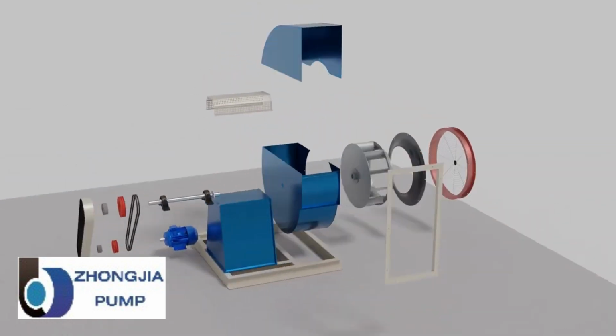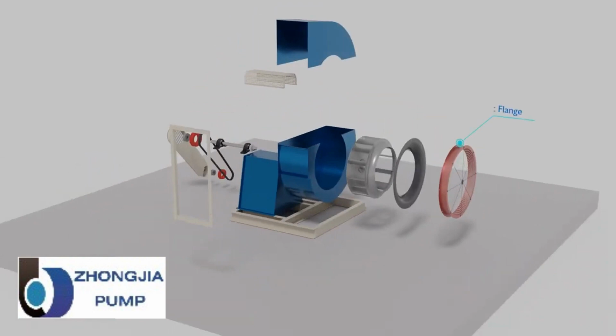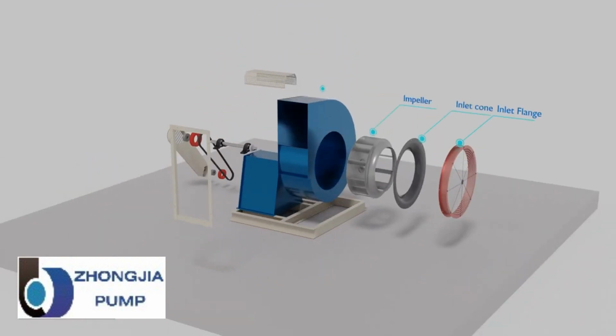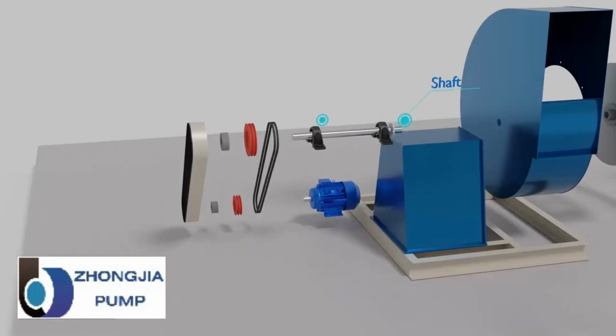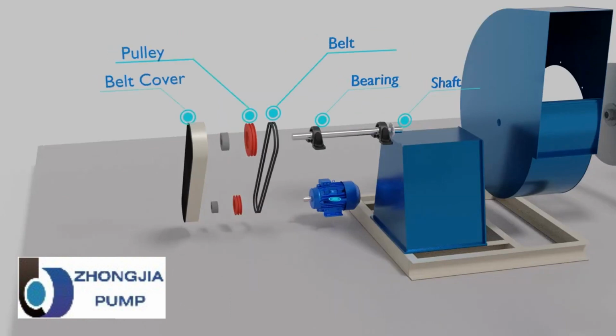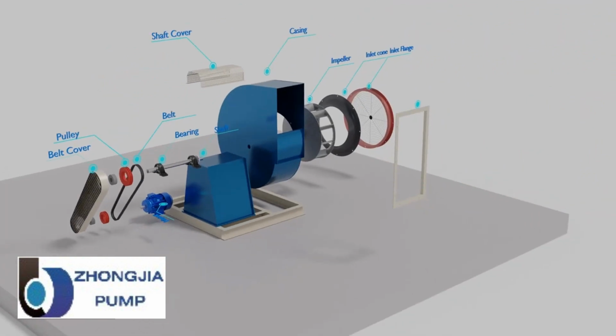A centrifugal fan consists of inlet flange, inlet cone, impeller, casing, shaft cover, shaft, bearing, belt, pulley, belt cover, motor, and outlet flange.